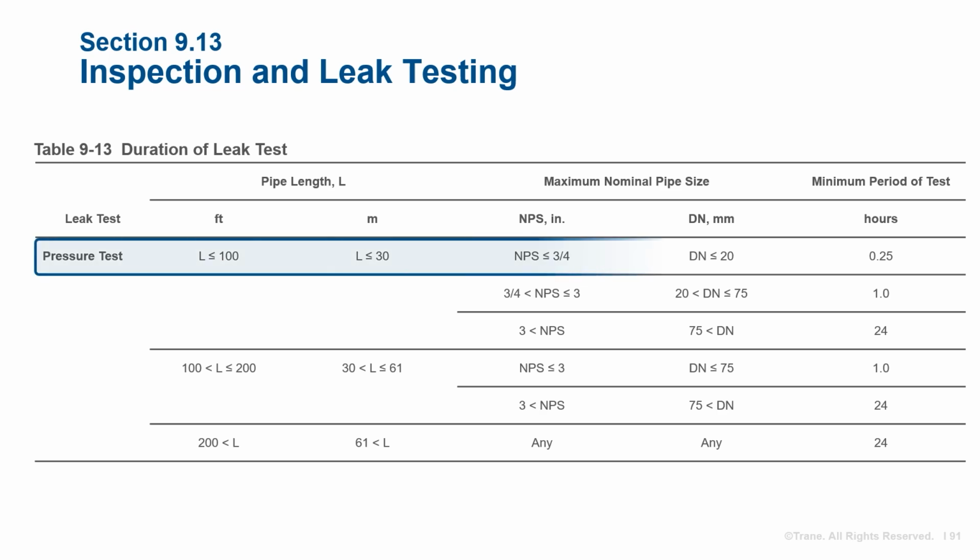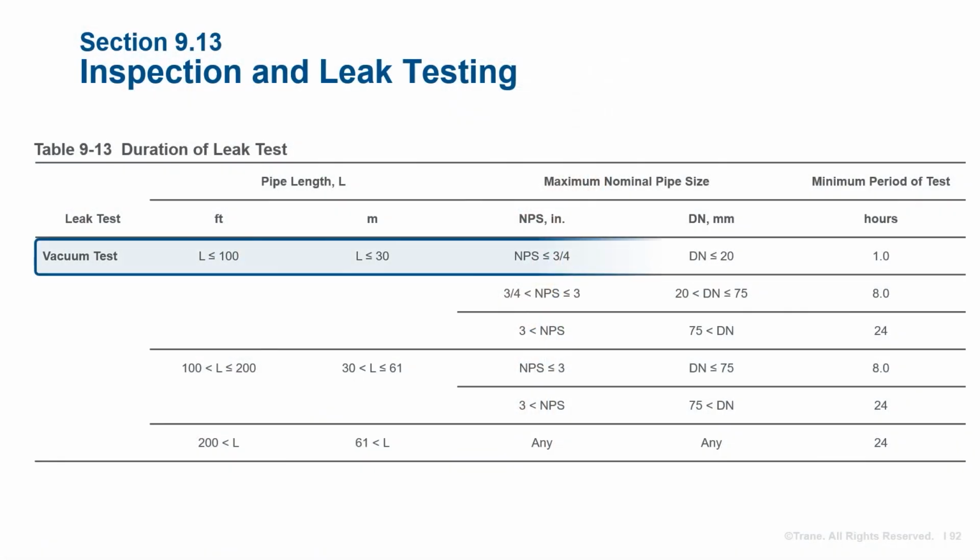For example, if the length of piping is less than 100 feet and the diameter is 3/4 inch or smaller, the duration of this pressure test must be at least 15 minutes. But for a longer or larger diameter section of pipe, the duration may be 1 hour or even 24 hours. After passing this test, a vacuum pump is drawn to 500 microns and the duration is defined in the same table. Again, the duration of the second test must be at least 1 hour, but for a longer or larger diameter pipe, it may be 8 or 24 hours.